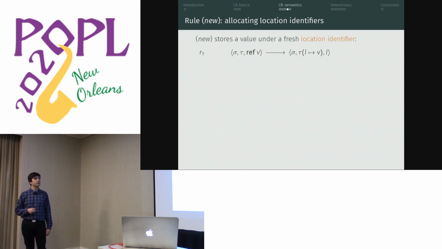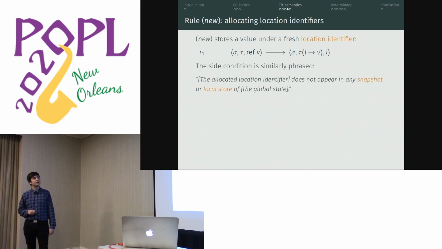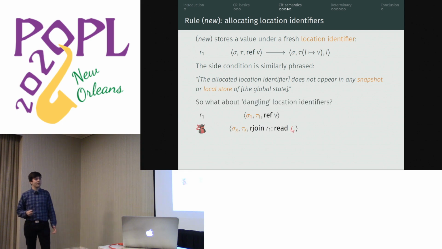So what about rule new? Rule new is used to store a value under a fresh location identifier, which you can just think of as a memory address. So here, V is stored and a reference will be returned. In this case, it's an L. And also here, the side condition has a similar phrasing, so it's not in any snapshot or local store of the global state. I wondered, what about dangling location identifiers?